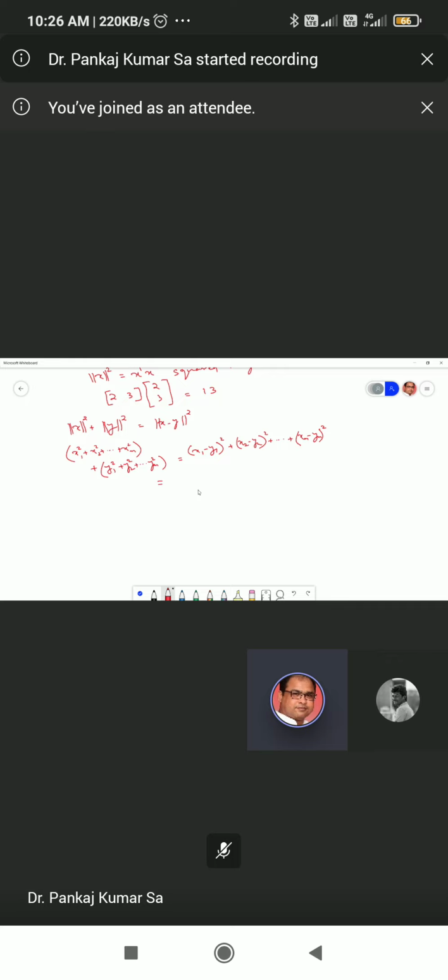Can I write this right hand side like this? Let me expand all this, a minus b whole square in that form. So this becomes x1 square up to xn square, that is a square, plus b square, y1 square up to yn square, minus 2 times x1 y1 up to xn yn. Comparing the left hand side and right hand side, this is the only extra term that we have.